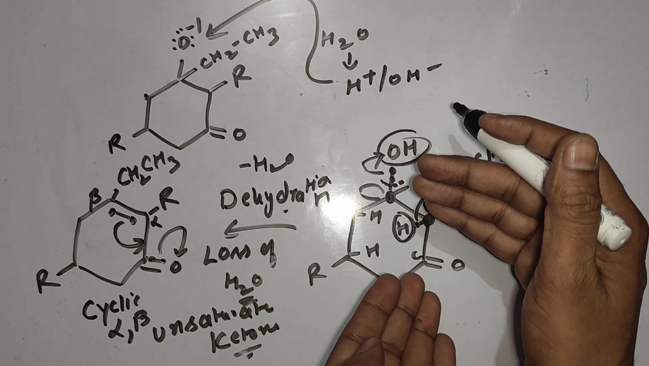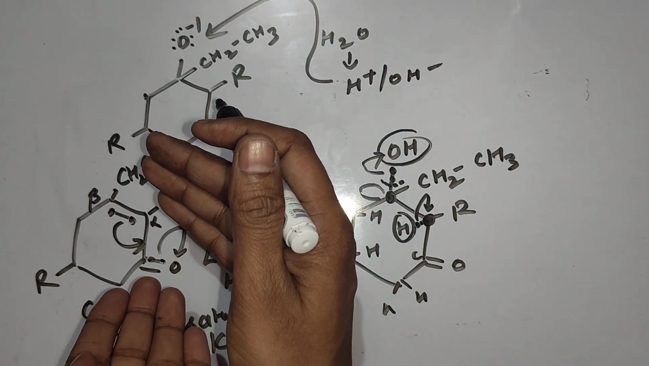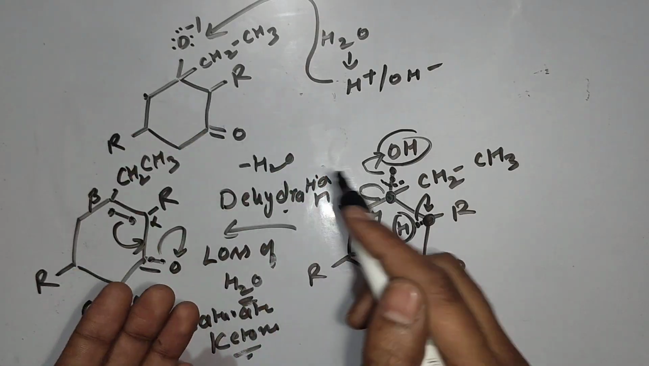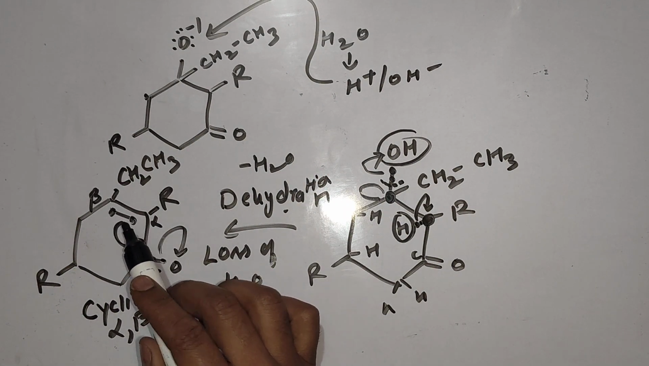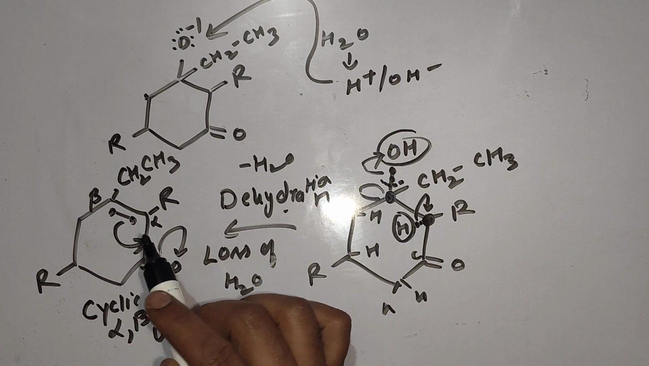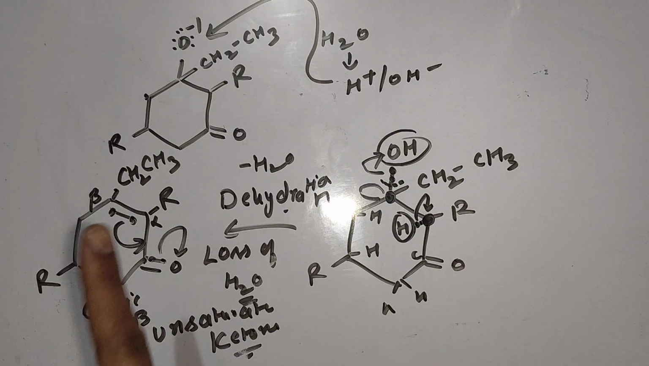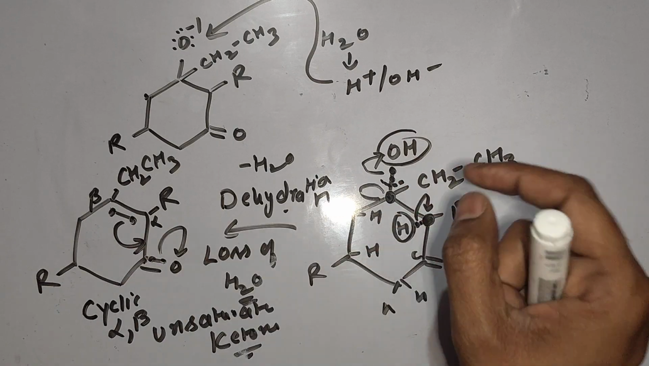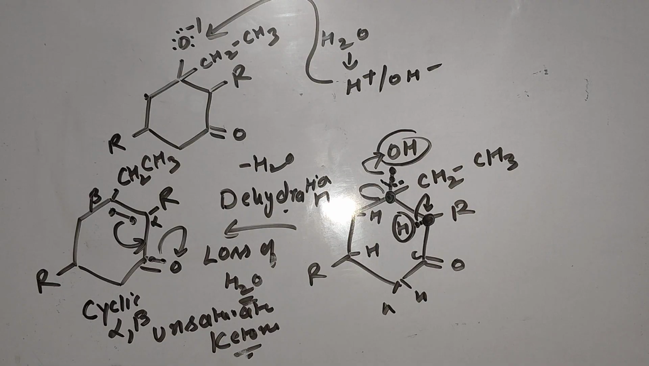So to get more stability, to make a compound which is more stabilized by resonance, there is a loss of H2O. Pi electrons and doubly bonded oxygen will come into conjugation and a resonance stabilized molecule will be generated. That's why this molecule automatically loses a water molecule and creates a cyclic alpha beta unsaturated ketone. That's it. This is the end of the reaction.